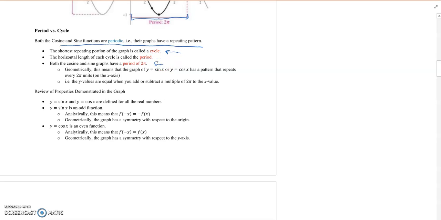Now, sine and cosine graphs have some symmetry that we've seen in the past. Sine is what's called an odd function, which we have talked about before, which means it has symmetry with respect to the origin. Cosine x is an even function, which means it has symmetry with respect to the y-axis. We talked about these ideas of symmetry at the very beginning of the year.